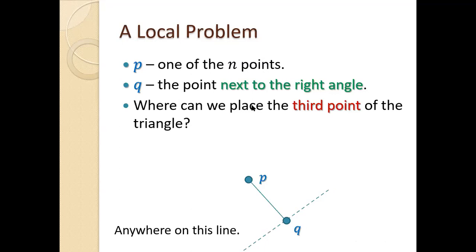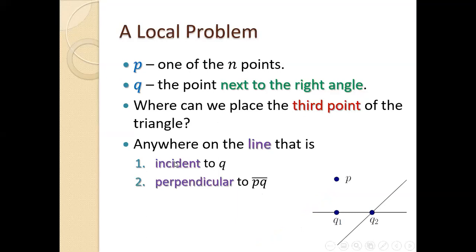Okay. So I was going to ask you to tell me the general answer now, but you already did. The third point needs to be anywhere on the line that is incident to Q and perpendicular to the segment between P and Q. So for example, for Q1, this is the line. For Q2, this is the line. For each Q, I'm going to get a different line. So if I put a point here, it's going to work with Q2, but not with Q1, because it is on the line that belongs to Q2. It's not on the line that belongs to Q1.